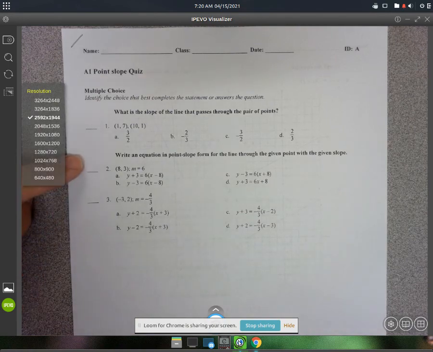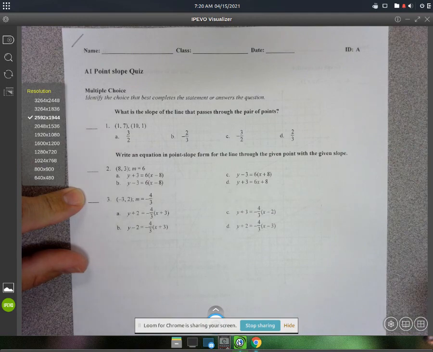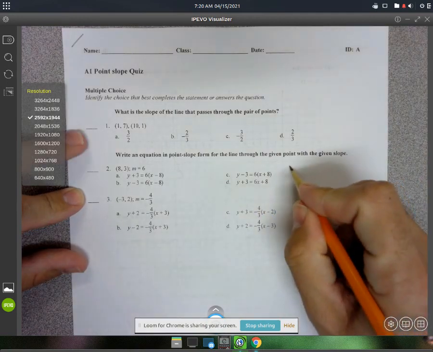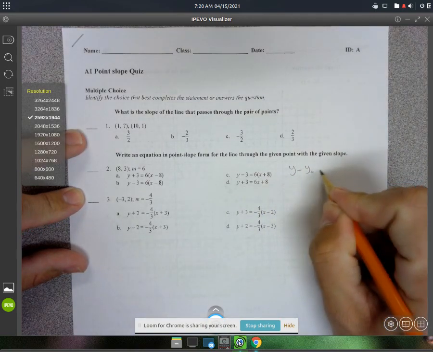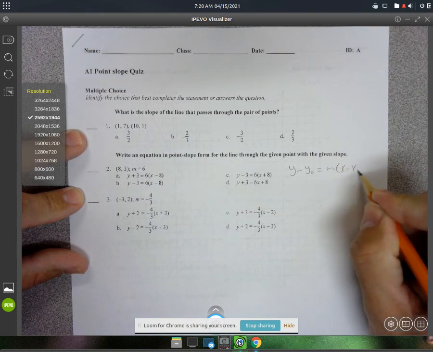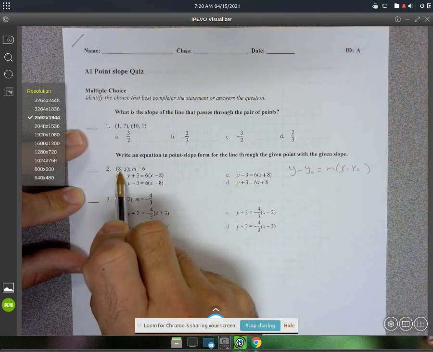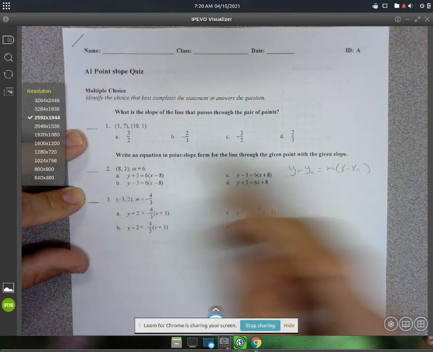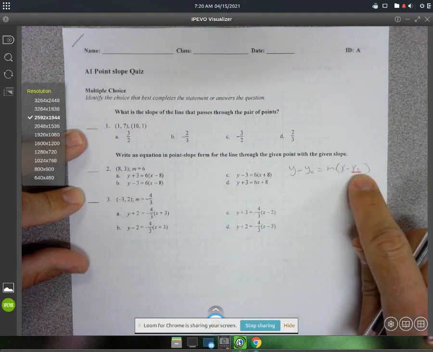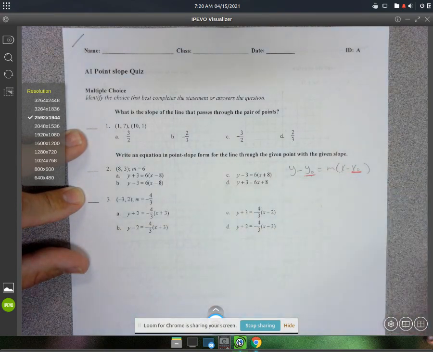Questions 2 and 3 are going to be the exact same. Basically, you have your point slope formula: y minus y naught equals m times x minus x naught. And what they do is they give you the point. So 8 is like your x naught, so you're going to put that there. And 3 is like your y naught, so you're going to put that there.